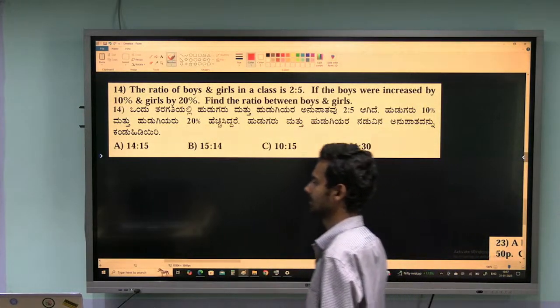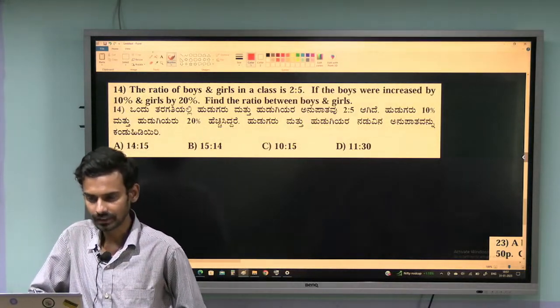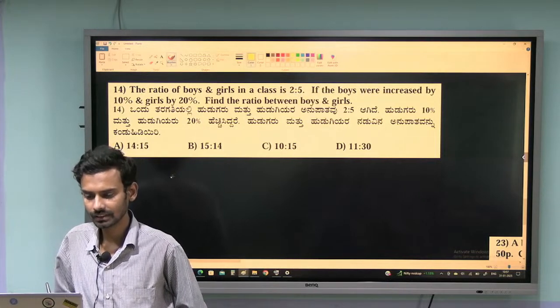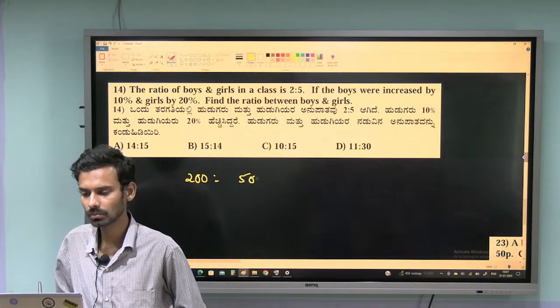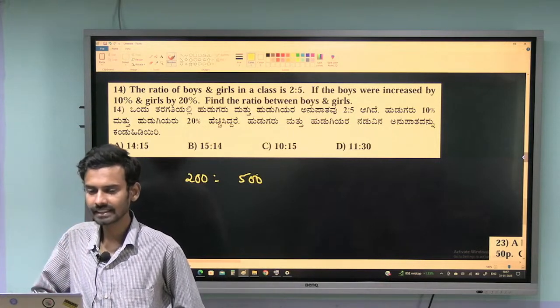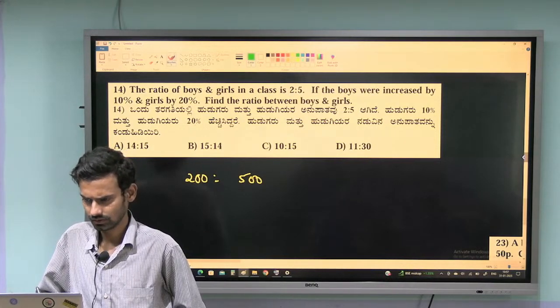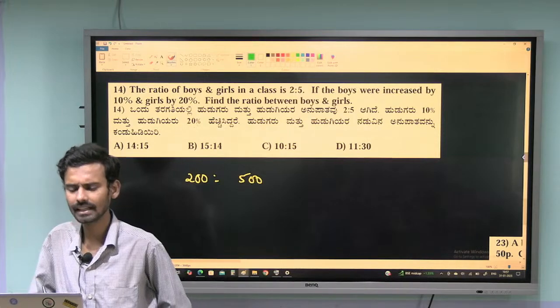Got it? Option C. Okay, let me check. So the ratio of boys to girls in the class is 2:5. At 2:5, can I write 200:500? If the boys were increased by 10%. Okay, boys have increased. Is it the same question? Only the ratio is changed.